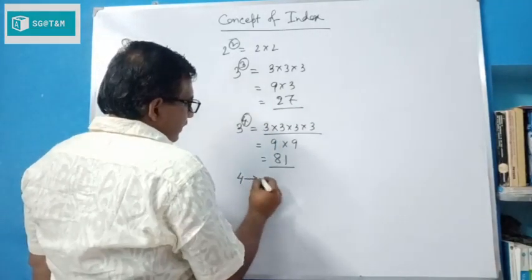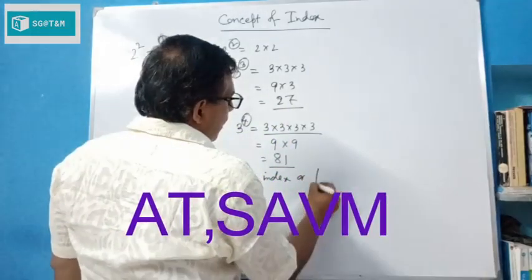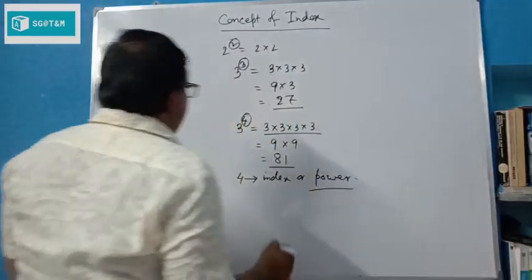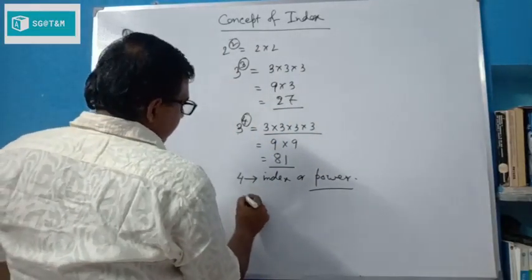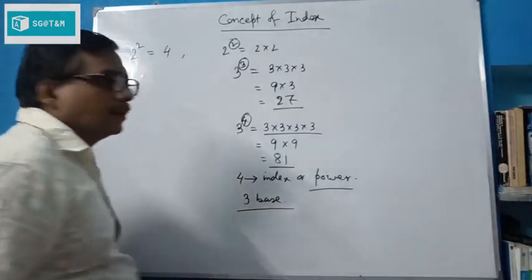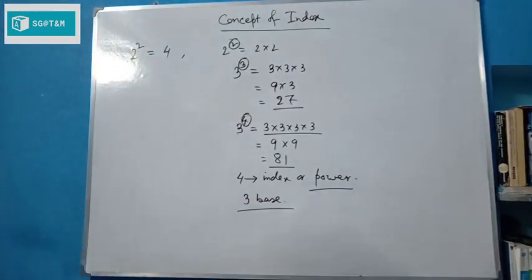Now this 4, the power here, is the index, or power. In this case, this 3 is known as the base. 3 is known as base and the power of 3 is known as index. So what is index and what is power? It is clear.